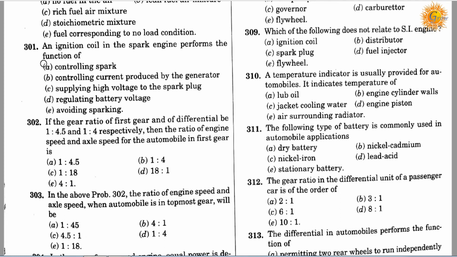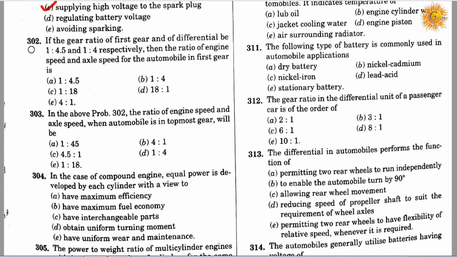Question number 301. An ignition coil in the spark engine performs the function of: option A, controlling a spark; option B, controlling current produced by the generator; option C, supplying high voltage to the spark plug; option D, regulating battery voltage; option E, avoiding sparking. So the correct answer is C. The ignition coil is supplying high voltage to the spark plug.